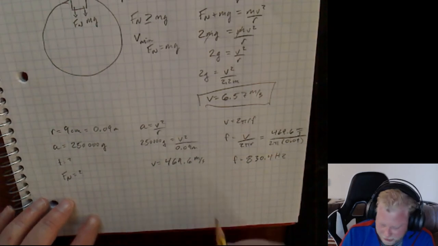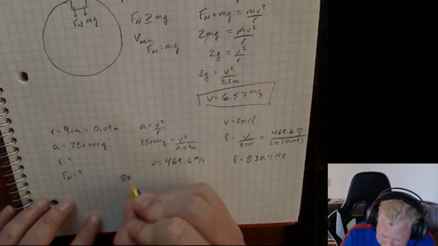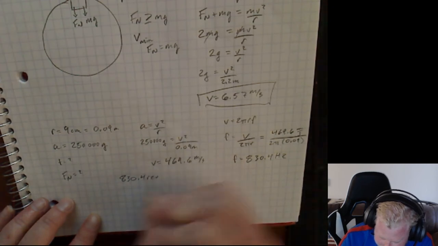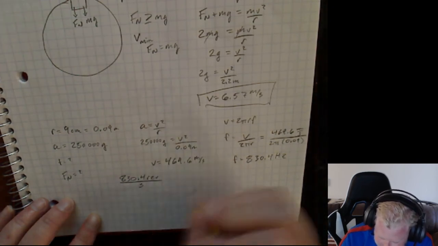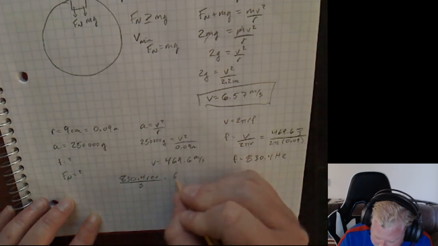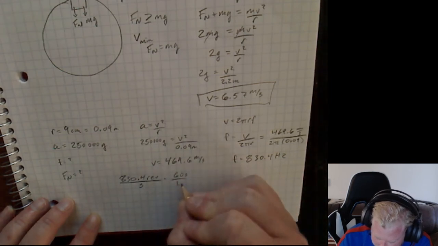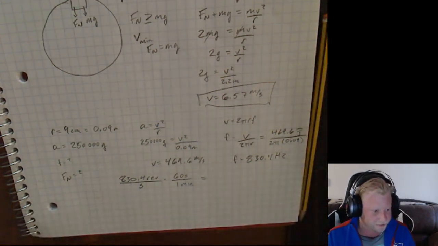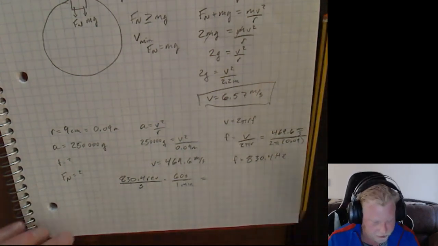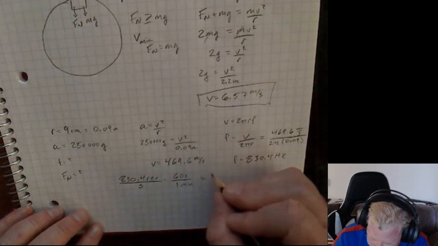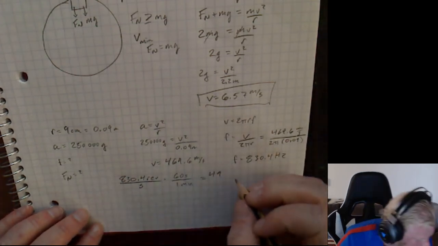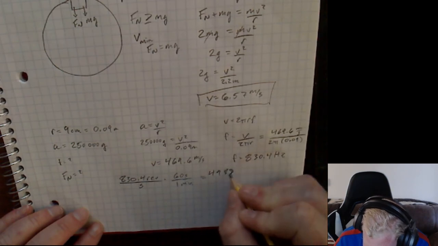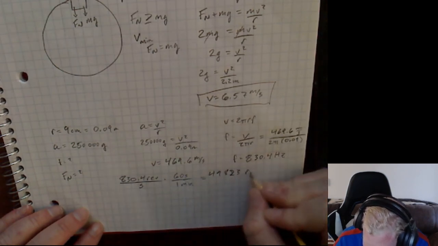Now they want it in RPM. So hertz, keep in mind, is revolutions per second. So 60 seconds for 1 minute. Just do a little dimensional analysis, and you get 49,823 revolutions per minute.